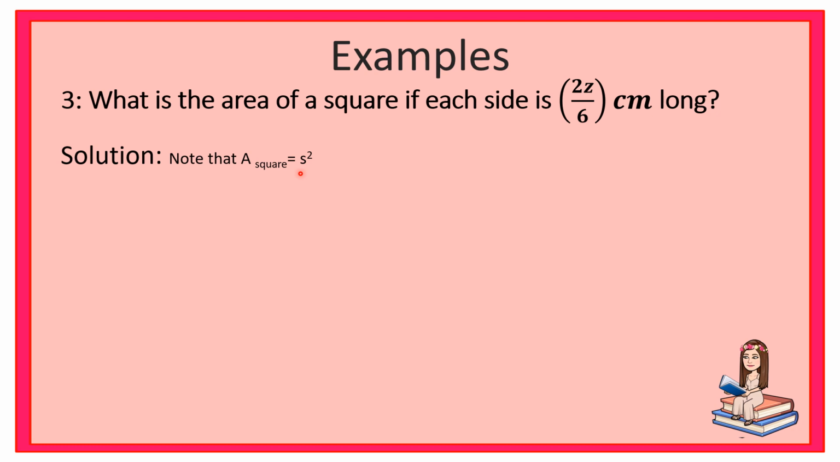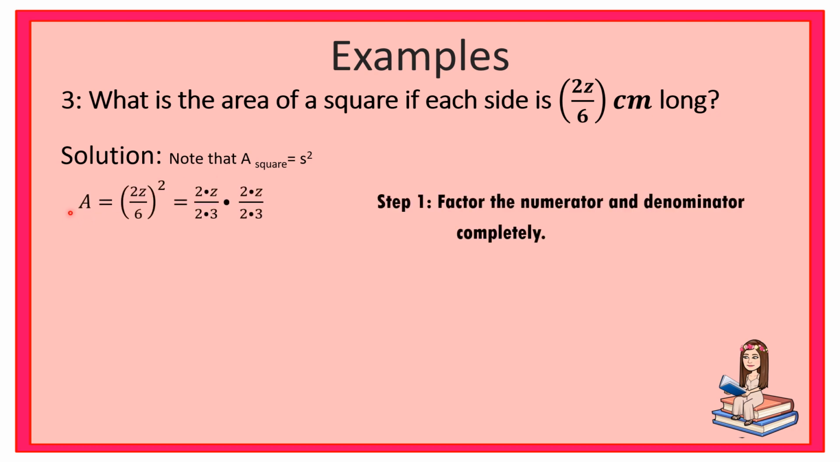Okay, and so let us substitute. Area is equal to s squared and our side given is 2z over 6. Kaya 2z over 6 squared. Squared, ibig sabihin it will appear twice. So we have the factors of 2z, we have 2 times z. And the factors of 6 is 2 times 3. And we have the same thing kasi squared siya.